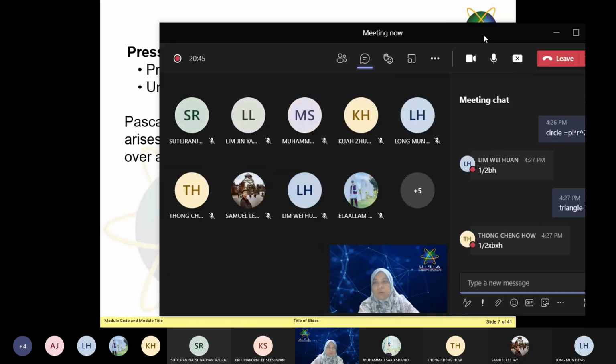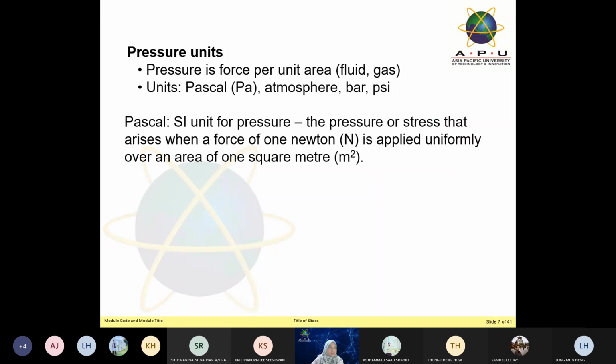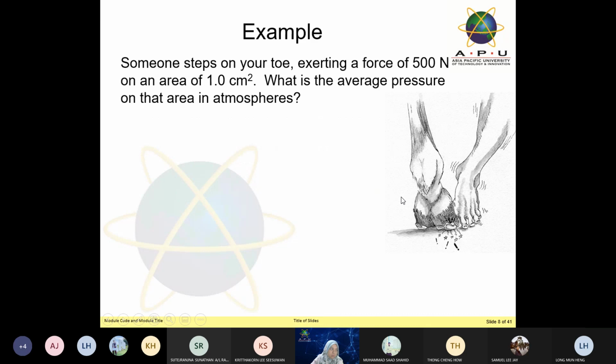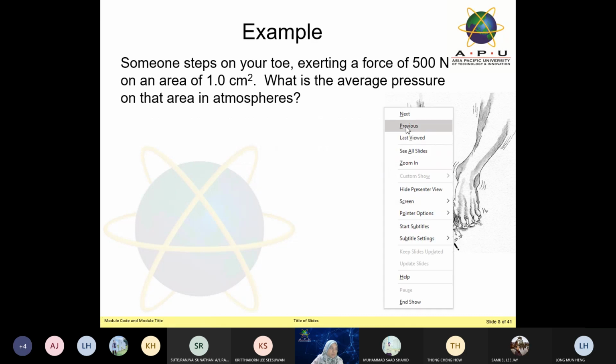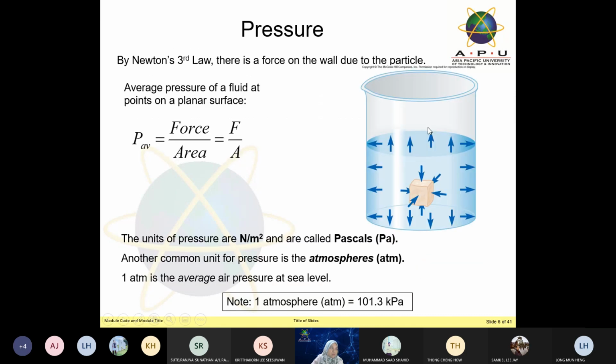Okay, so from the area, later you need to know the volume. Okay, but now area first. Because the formula just now, oh wait, the formula just now, P equal to force per area.